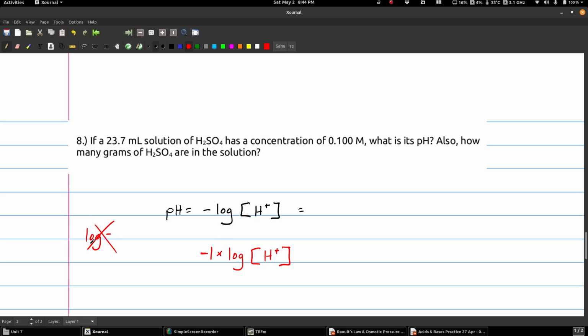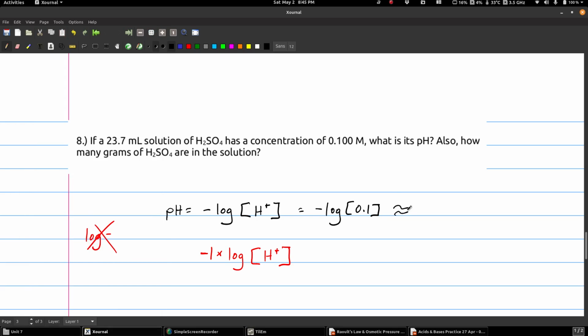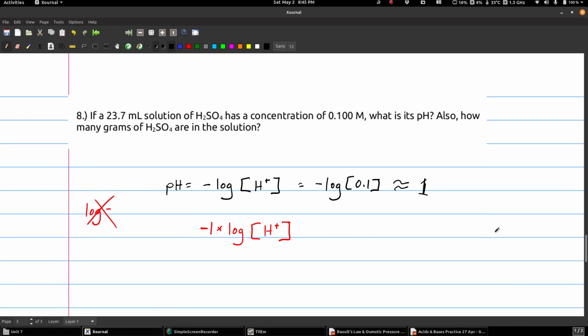So now in this instance, because this is a strong acid, we don't have to do an ice table or anything. So H2SO4 would be 0.1 and we plug in negative log. So on the calculator, it's going to give us an answer. Negative log 0.1, and that would be a pH of 1. So that's a very strong acid.